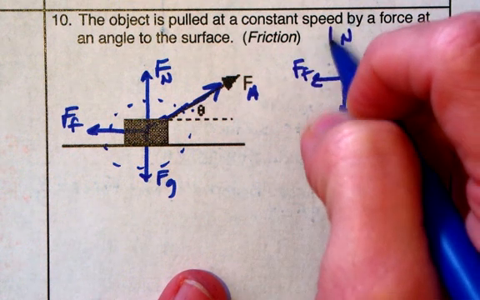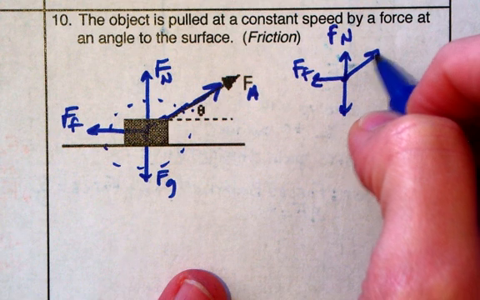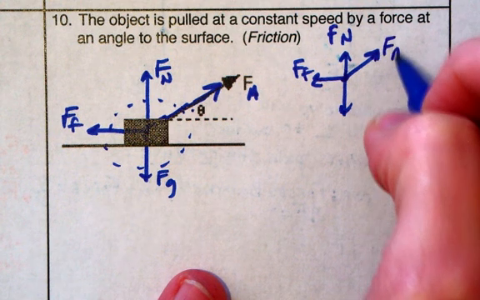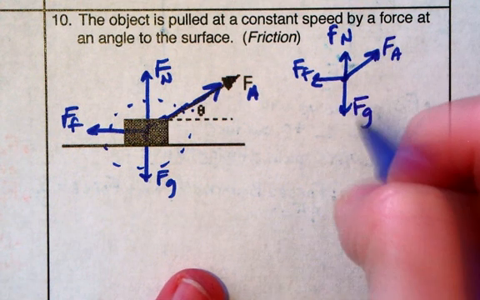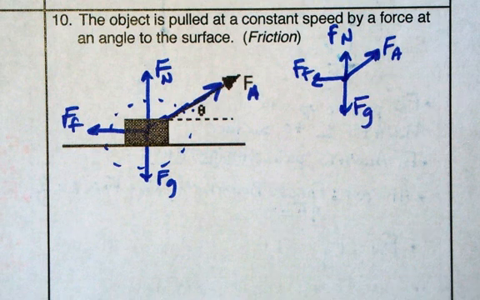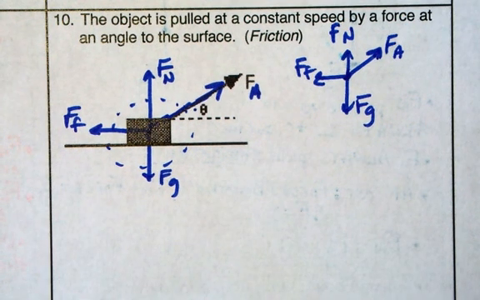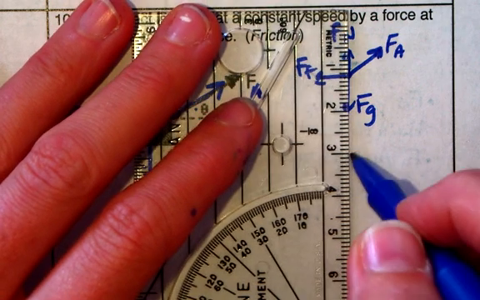Now we don't know the lengths of these vectors. The whole purpose of a free body diagram is just to identify the forces working on an object. But obviously we're going to take it a step further and really figure out what's happening here.